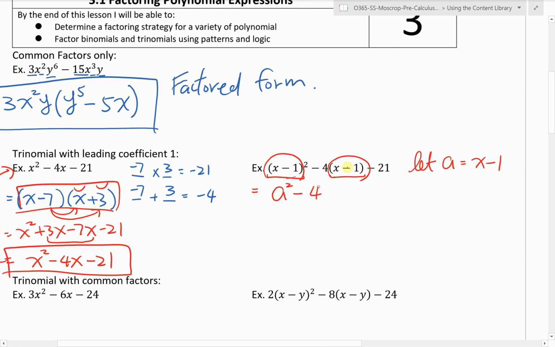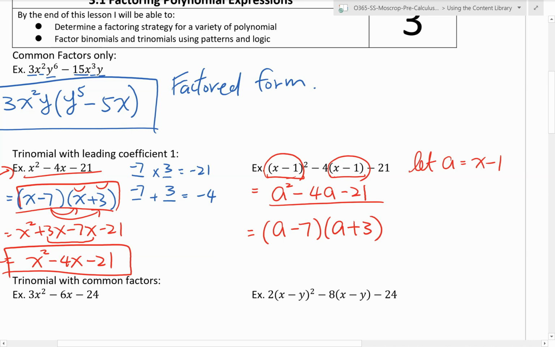And instead of 4 times x minus 1, I'm going to write this as minus 4a. Again, I'm letting x minus 1 equal to a. And minus 21 is still minus 21. Now you can see this then is exactly the same as that, right? It's a different variable. So that means if we factor this, we should get exactly the same answer, which is going to be a minus 7 times a plus 3.